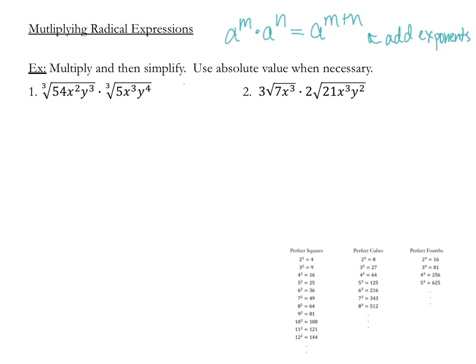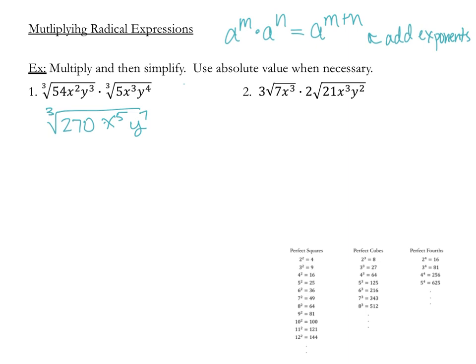So we're going to do the same thing for the numbers. They're both inside numbers, so we're going to multiply first. 54 times 5 is 270. And then for the x's, we're adding those exponents together. So that's going to be x to the 5th, y to the 7th. I just added, for the x's, it was 2 plus 3. For the y's, it was 3 plus 4.